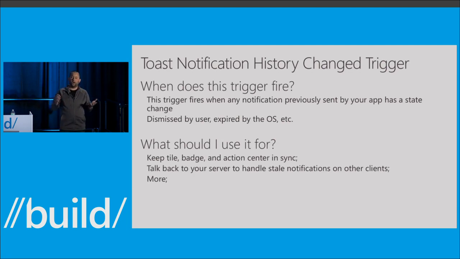As a matter of fact, a good use for this is if I've got the same app across multiple devices and I want to keep all of those devices in sync, we got feedback from developers that they want a way to actually be able to achieve this. And so if you use Toast Notification History Change Trigger, whenever one notification gets dismissed from my mobile device, I could talk to my cloud and tell it to send a delete for that same notification with that same tag and group on another device. And this way, you're in control of getting your notifications in sync if you want to.